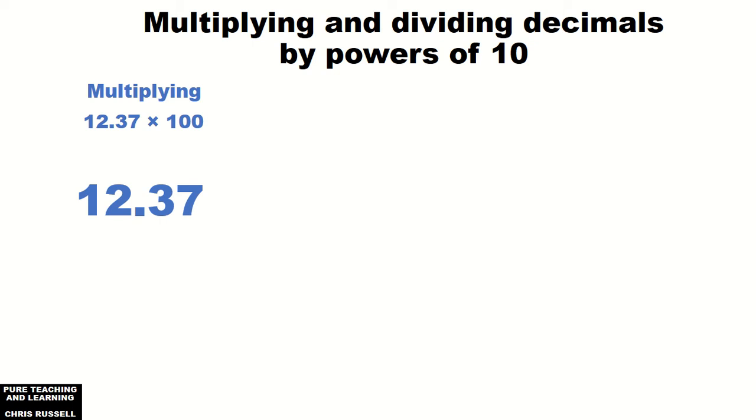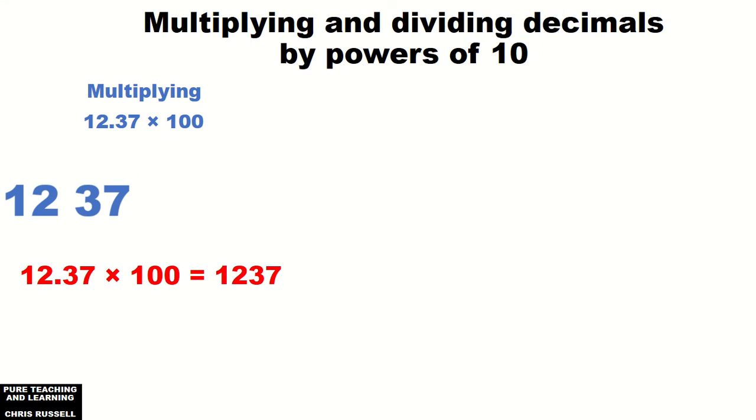This is what actually occurs. And it moves 2 places because there are 2 zeros in 100. So therefore, our solution is 1237.